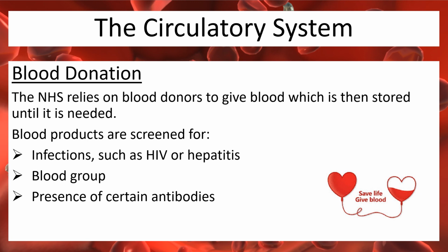We check the blood group because you need to match up the blood group of the donor to the patient. That can be really important because if you have a rare blood group, then it might be difficult to get hold of the right blood to transfuse into you. We also screen for the presence of certain antibodies because that might indicate that the donor has had a particular disease.